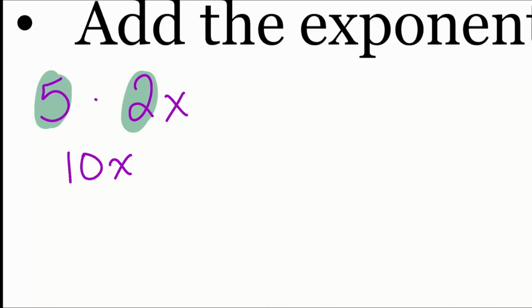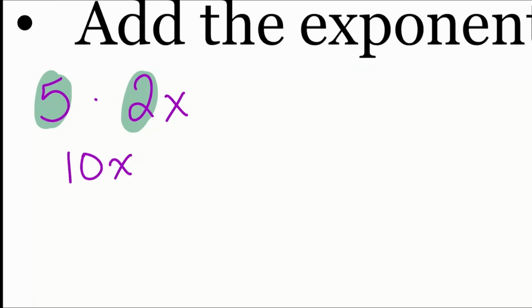So you're going to multiply those coefficients, the numbers that are in front of the x, those whole numbers, multiply them together. 5 times 2 is 10. We had an x here, but nothing there. No worries, just bring the x over. Now I want to show you a separate example here.